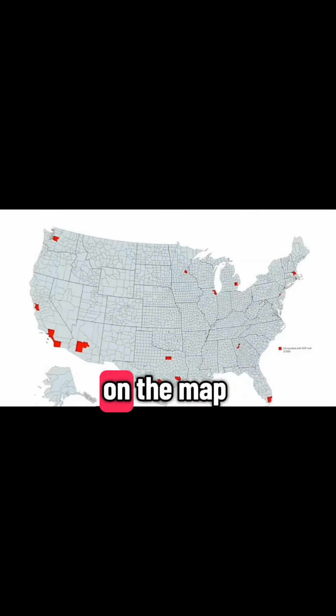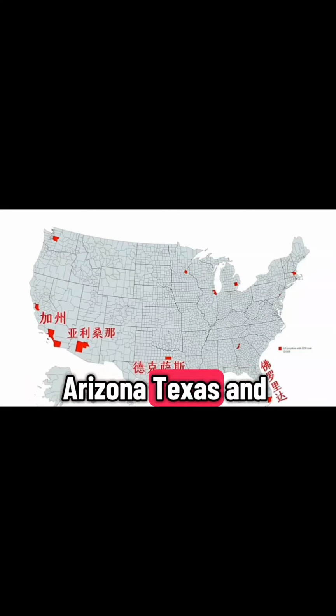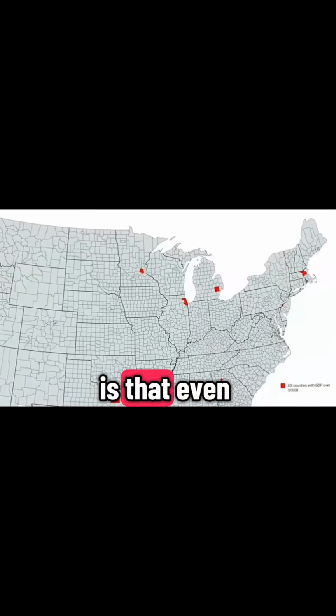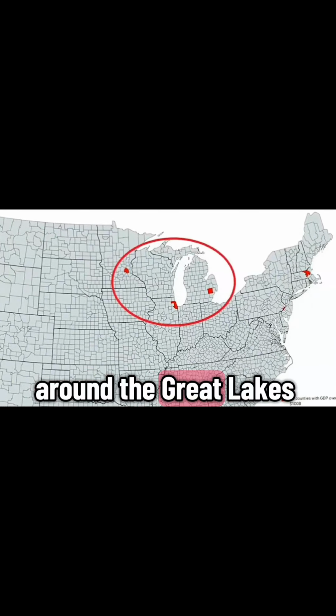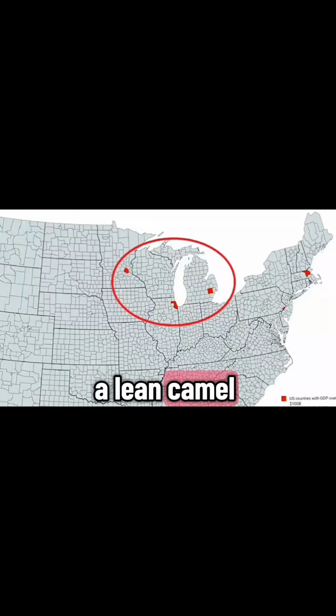The red areas on the map represent counties with a GDP of over $10 billion, mainly distributed in California, Arizona, Texas, and Florida. What surprised me is that even in the so-called Rust Belt around the Great Lakes, there are economically strong counties. It just goes to show that a lean camel is still bigger than a horse. It's not as bad as we might have imagined.